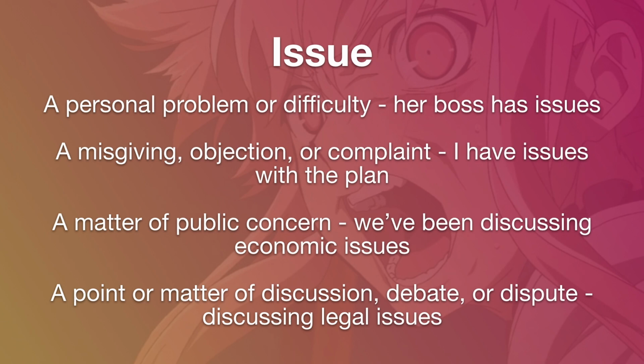A matter of public concern. We've been discussing economic issues. All right, now is this economic problems? Things that are wrong? No. Here is the first example where we're talking about something that's not about something wrong. With the previous two, a misgiving, a personal problem, of difficulty, a complaint, these are negative things. Something is wrong. And all of the ones we talked about with problems, something is wrong. But here, we're just saying this is the topic. This is the thing we're talking about. We're not exactly necessarily talking about problems. It might include problems, but could be other things as well.